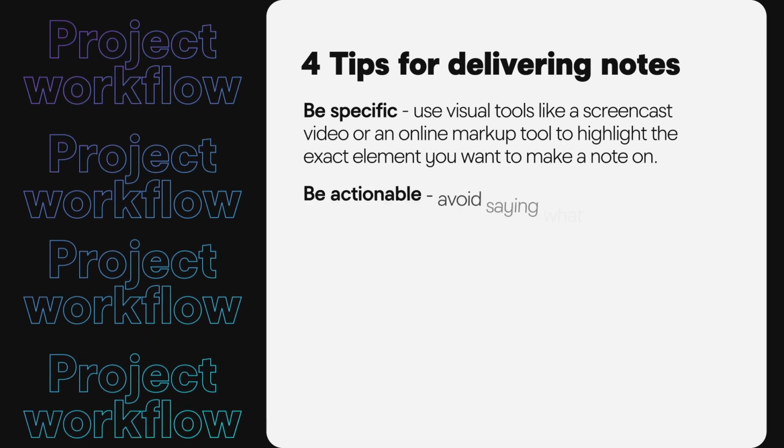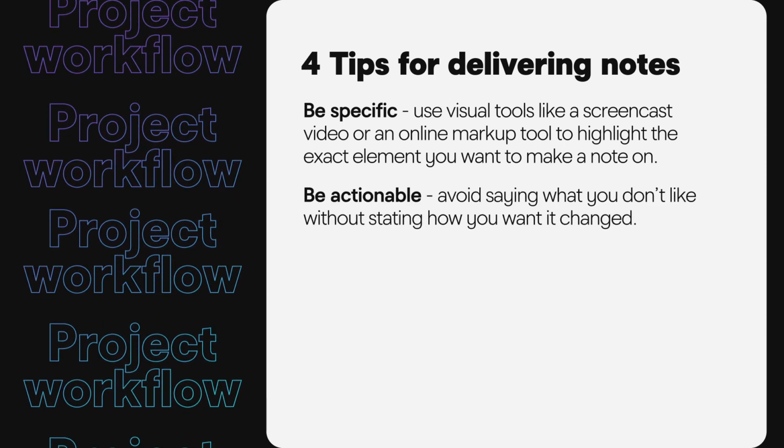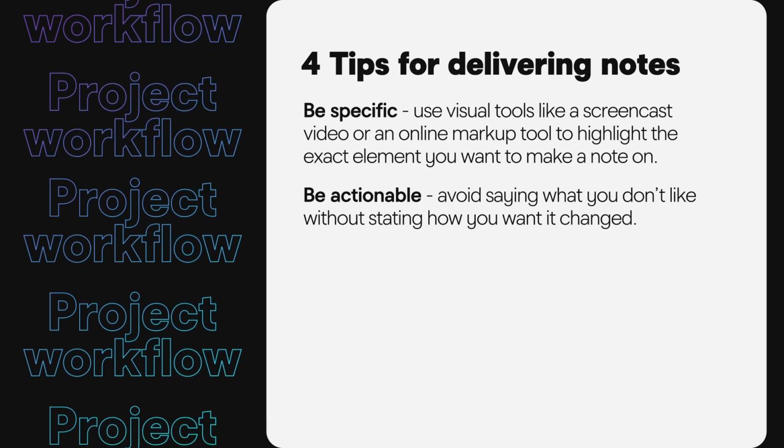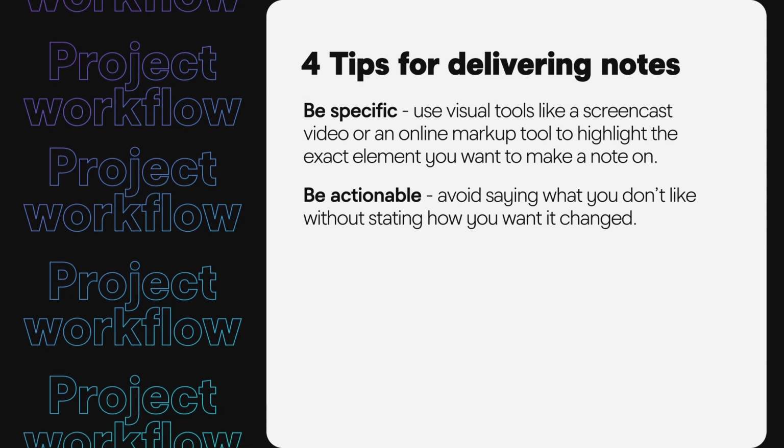Next is to be actionable, and that means to avoid saying what you don't like without stating how you want it changed. That's good advice. Avoid subjective statements like, make this pop more, or make this better. Use action statements like, this color seems washed out to me. Let's try changing the color to a bright blue. By stating what you don't like and how you want it to change, it gives better insight to the pro.